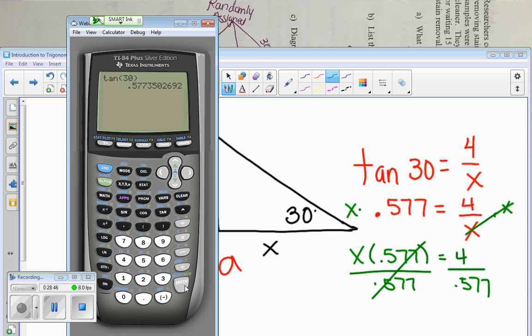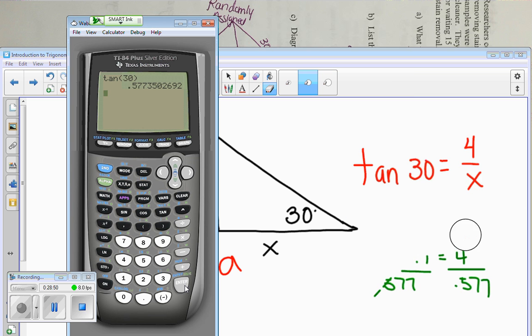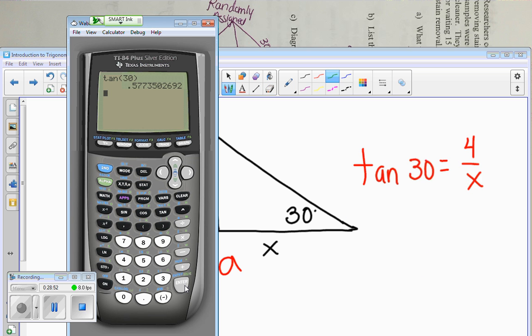Well, rather than write 0.577, I'd like us to leave it as the tangent of 30. So we're not really rounding anything. So isn't this the same as 4 divided by the tangent of 30? I do want you to write that. So this is really how we would write it without rounding. And this is what we're going to actually type into our calculator. 4 divided by the tangent of 30.